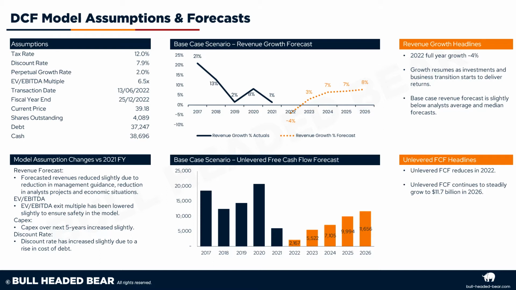Intel are spending a lot on capex, so I've just slightly upped this. The revenue growth forecast then, so for this year we've got a decline of 4%. This then goes back into growth for next year at 3%, then 7%, 7% and 8%. And then this transfers through to unlevered free cash flow at 2 billion for this year. Then that increases over the years to 11.6 billion in 2026.